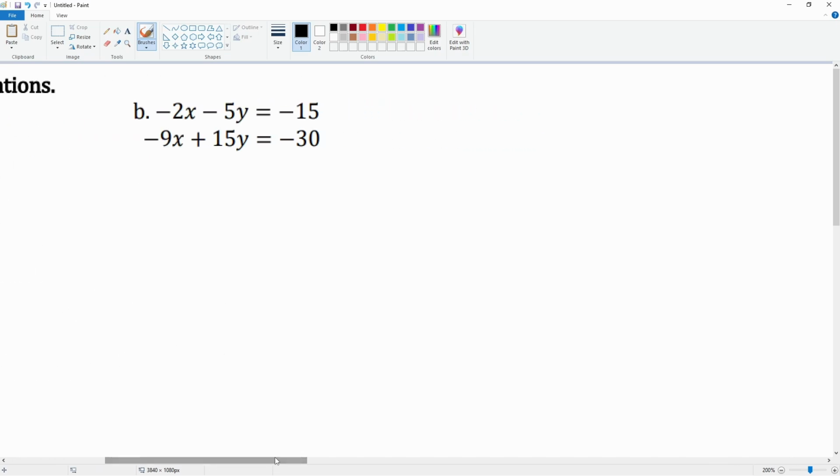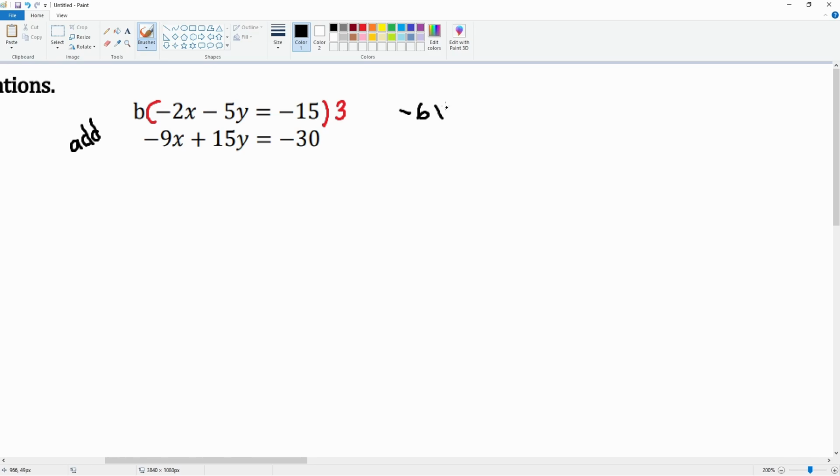Okay, this is the same process, but if we automatically add, nothing cancels because none of the numbers are opposites. Negative 2 and negative 9 won't cancel. Negative 5 and plus 15 won't cancel. What we can do, though, is adjust the first equation by multiplying it by 3. The reason why we multiply it by 3 is, watch what happens to that negative 5. So I'm going to multiply everything in the first equation by 3.